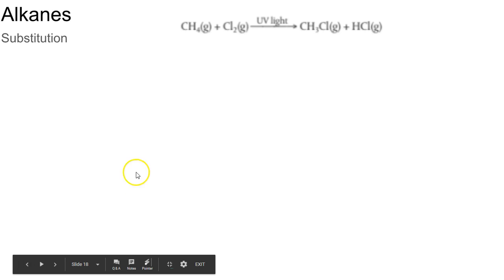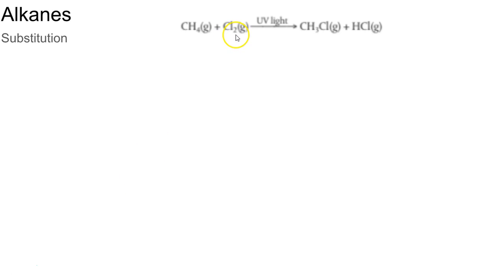Now, substitution. Substitution will add some type of halogen to your alkane. If you have CH4 and you wanted to add a chlorine to it, you would use substitution. Remember, this is working with alkanes, and the catalyst that you need to do this is UV light. UV light allows this to happen. Let's take a look at a little bit more detail on how this works.